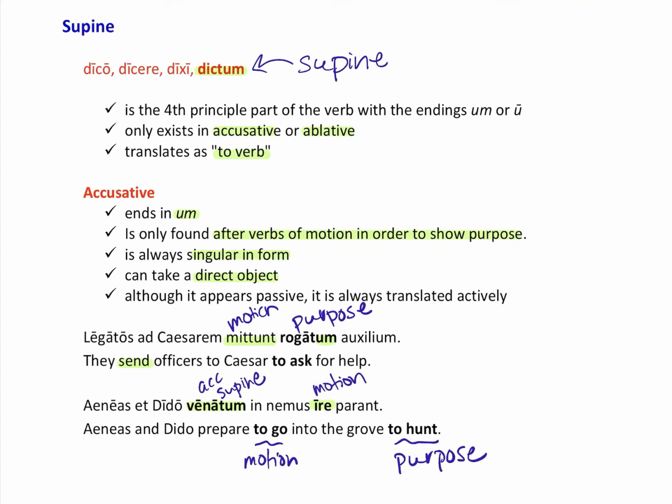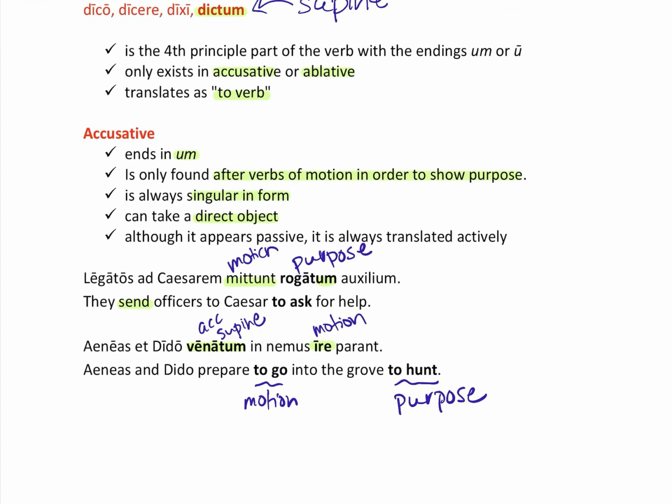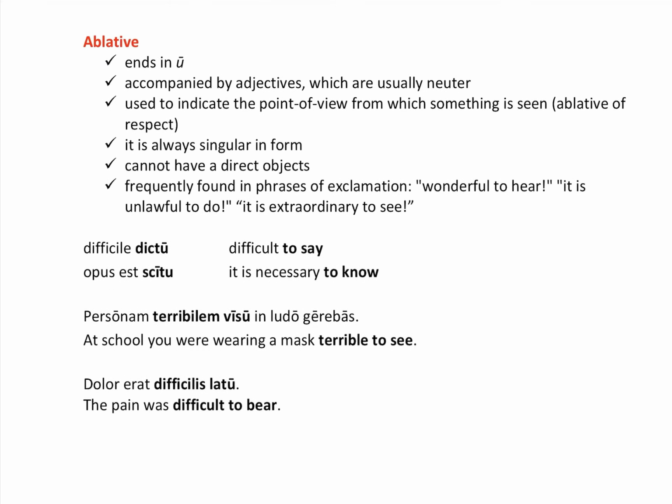What you have to pay attention to is it looks like a noun, right? Because it's got a noun ending. That's really the only thing that's tricky about it. All right, ablative. Now, the ablative form of the supine ends in -u. You can see it ends in -u with the macron here. And it also, just like the first one, is translated as "to" plus a verb, and it's accompanied by adjectives which are usually in the neuter. Now, the ablative supine is used to indicate the point of view from which something is seen, and that's called the ablative of respect. Or specification, sometimes you'll see that.